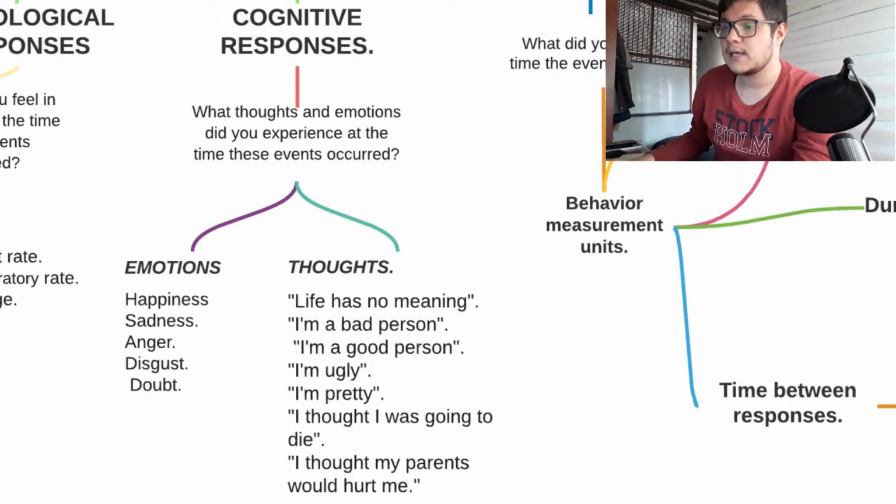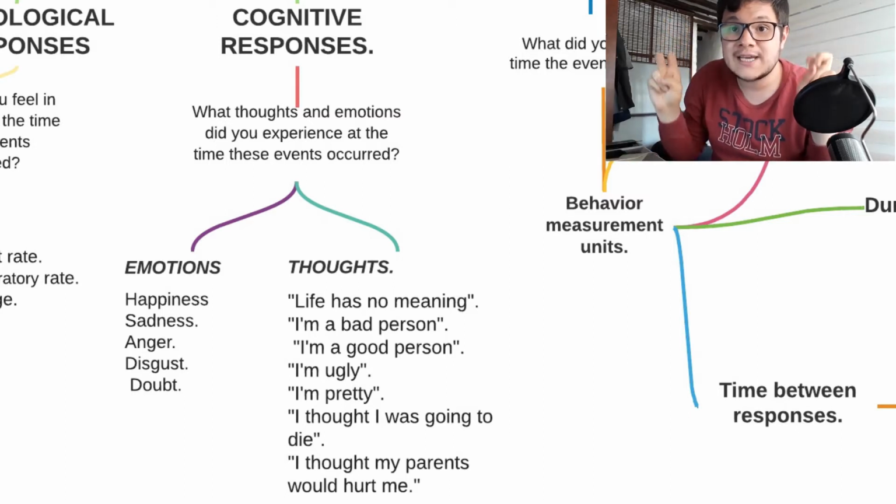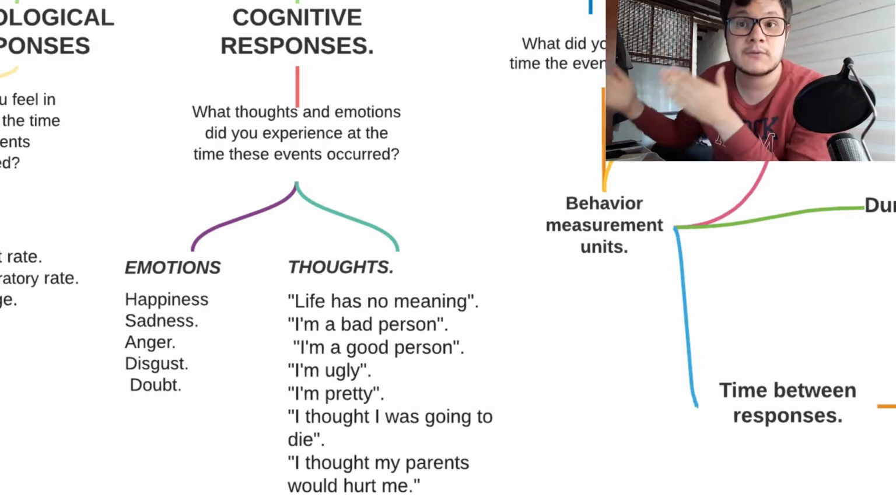For example, happiness, sadness, anger, disgust, doubt, and thoughts like "life has no meaning," "I am a bad person," "I am a good person," "I am ugly," "I am pretty," "I thought I was going to die," "I thought my parents would hurt me." Emotions and thoughts must be written in quotation marks, because it is the patient's report.